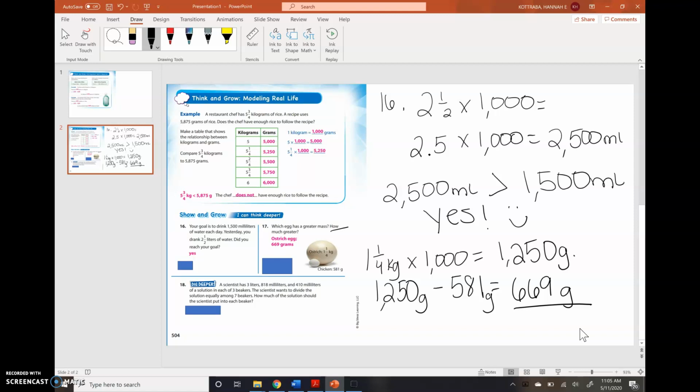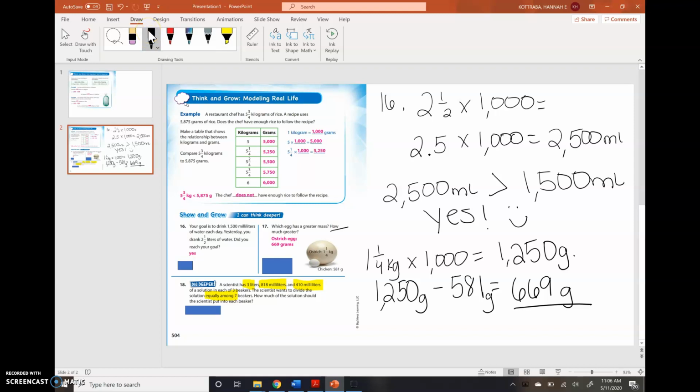Then number 18. This one has quite a lot of information, so don't get tricked. You can always use the highlighter method to break it down. A scientist has 3 liters, 818 milliliters, and 410 milliliters of solution in each of the 3 beakers. The scientist wants to divide the solution equally. That should give you a clue of something you have to do. Among 7 beakers. How much of the solution should the scientist put into each beaker?